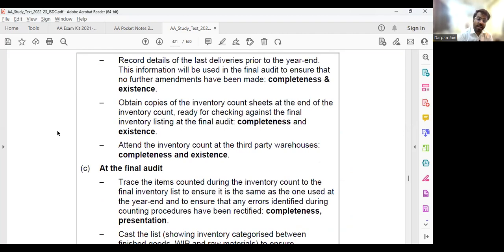Next, record the details of last deliveries before the year end. See whether the deliveries which happened just before the year end have been included or not. Next, obtain copies of the inventory count sheets at the end, ready for checking against the final inventory listing. You will ask them to give you a Xerox. And lastly, attend the inventory count at the third party warehouse where your goods have been kept, because there also the goods of the company are being kept. Okay.